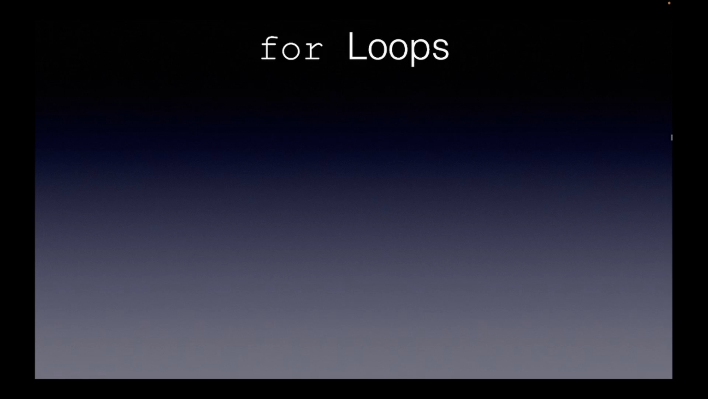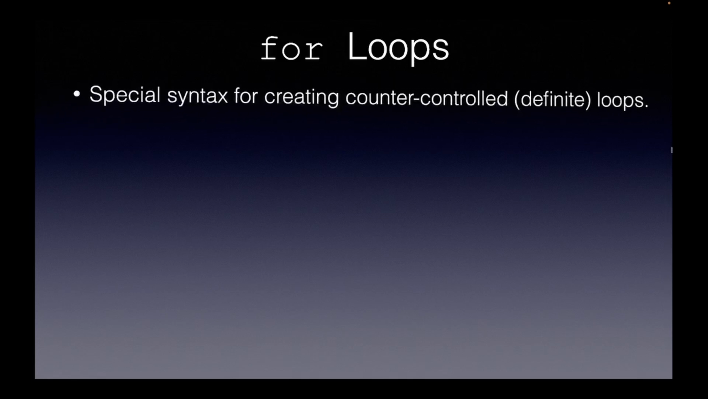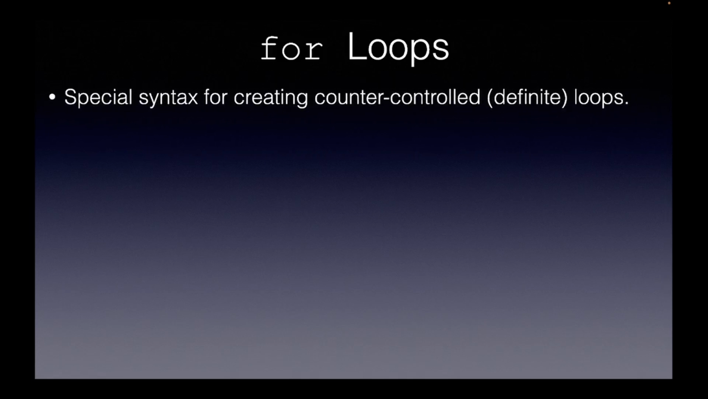Because it's so common, the developers of Java have given us a specific syntax just for that type of loop. And it's called a for loop. So the idea of a for loop really is that it's just a different syntax to do the same kind of loop we might do with a while, for example.